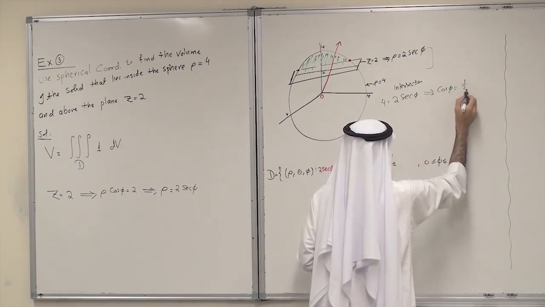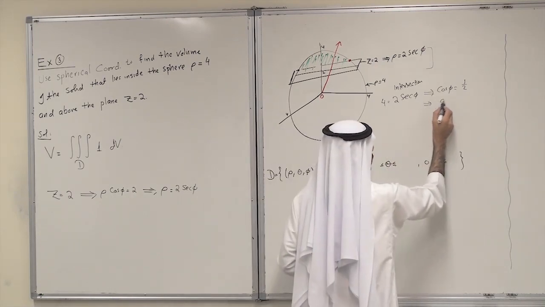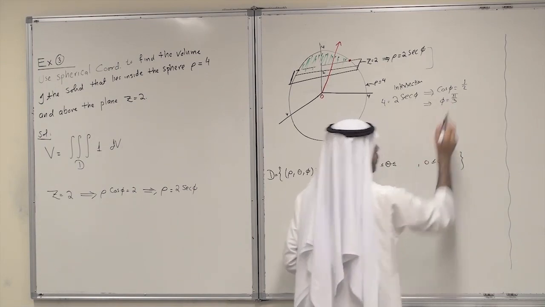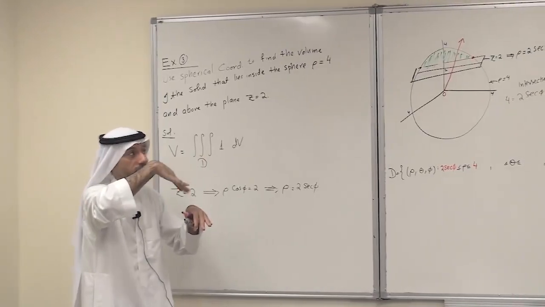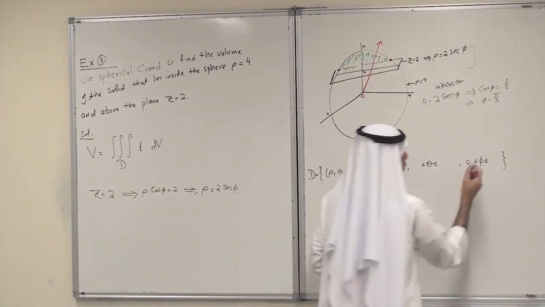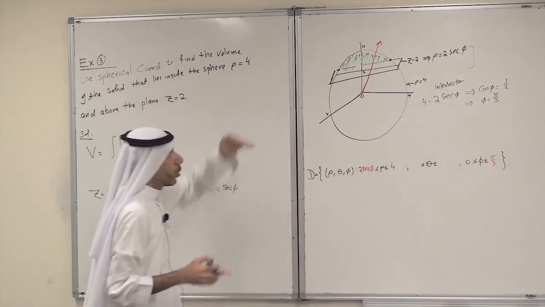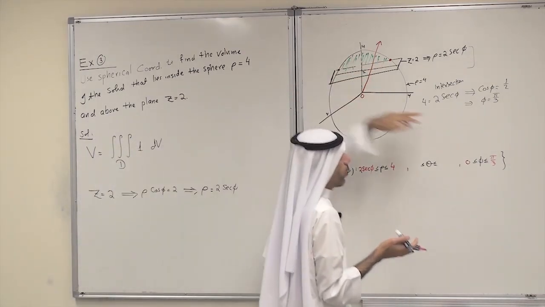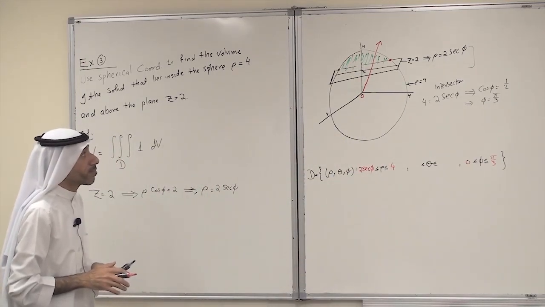This implies cosine phi equals half, and so phi equals pi over 3. So at any point where the plane and the sphere intersect, phi equals pi over 3. Okay? So the upper limit of phi is pi over 3. So for the points below the sphere and above this plane, phi will be from 0 to pi over 3.